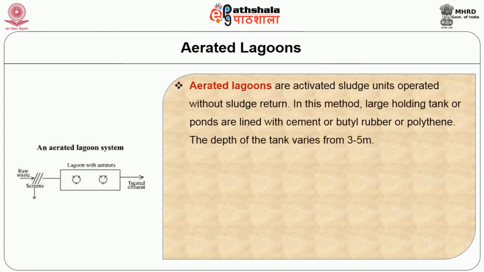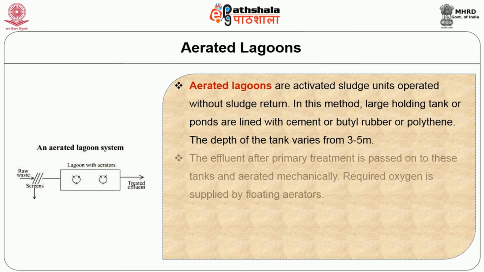Now, let us see the third method of secondary treatment, that is aerated lagoons. Aerated lagoons are activated sludge units operated without sludge return. In this method, large holding tanks or ponds are lined with cement or butyl rubber or polythene. The depth of the tank varies from 3 to 5 meter. The effluent after primary treatment is passed on to these tanks and aerated mechanically. Required oxygen is supplied by floating aerators.